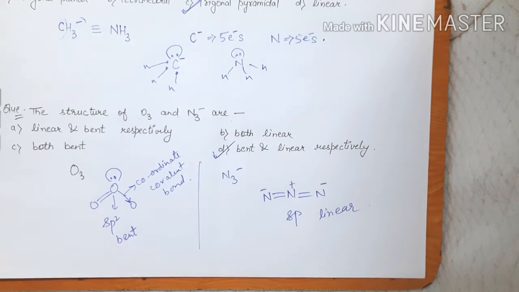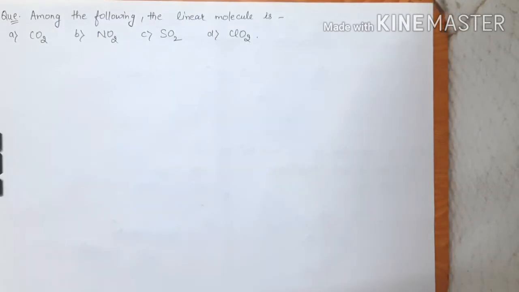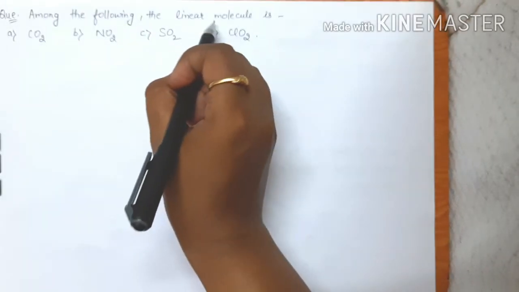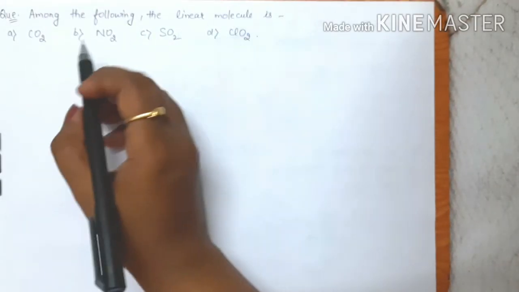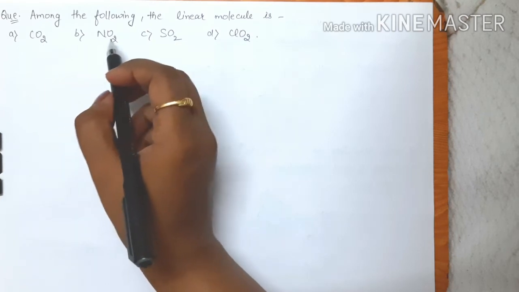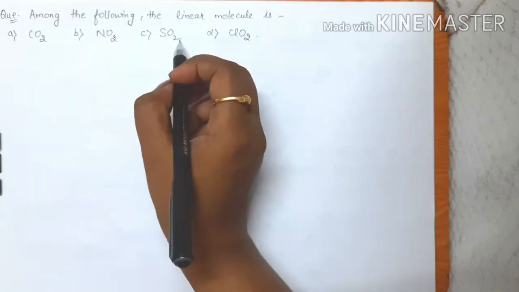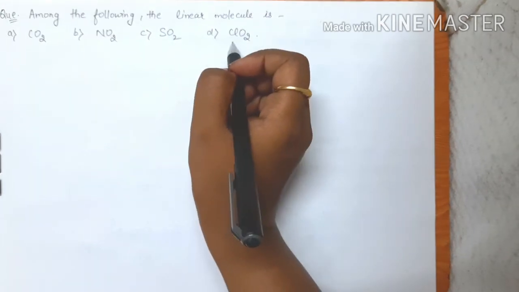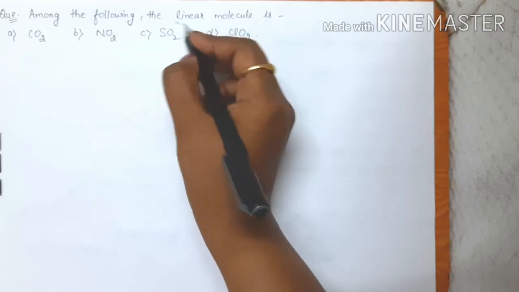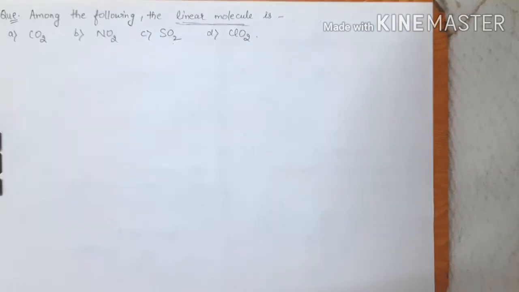Now we'll move on to the next question. The next question says that among the following the linear molecule is: first option is CO2, next is NO2, third is SO2, and fourth is ClO2. So basically we have to find out the shape of the molecules.